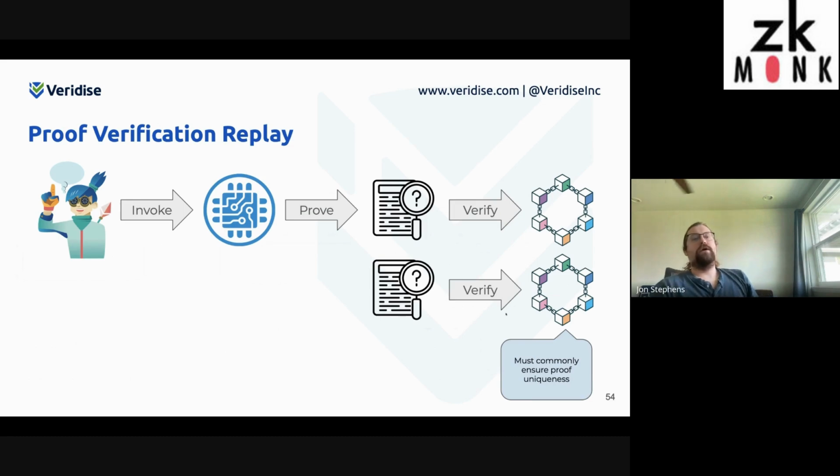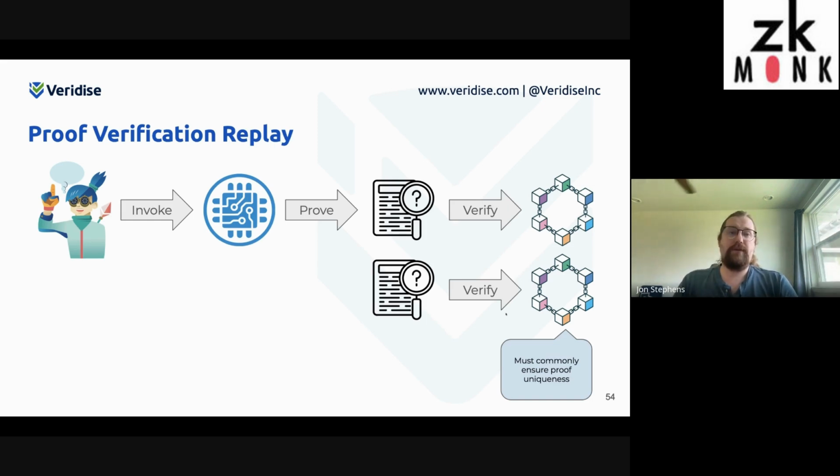Okay. So this next type of attack is fairly important when you're using a language that allows someone to explicitly verify a proof. What I mean by that is a proof verification replay attack happens when a user generates a proof, then they go to verify that proof on chain. So they have the proof, and they want to provide the proof to the blockchain and perform some action.